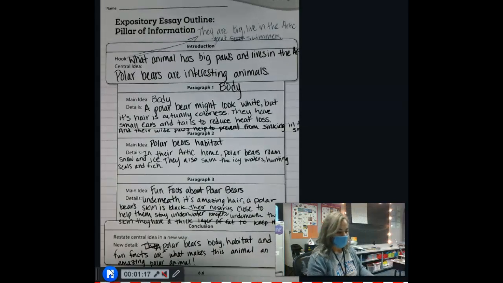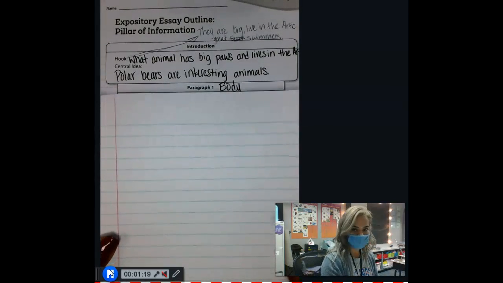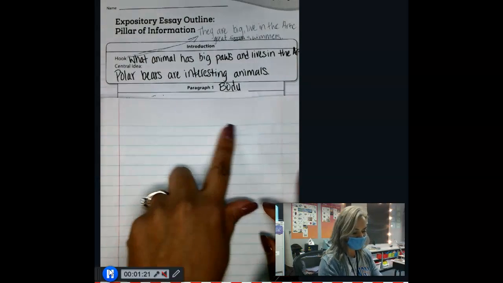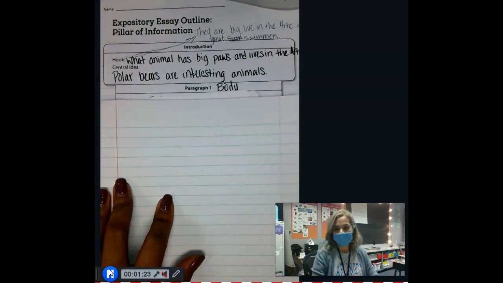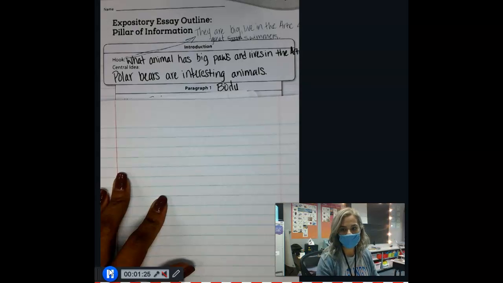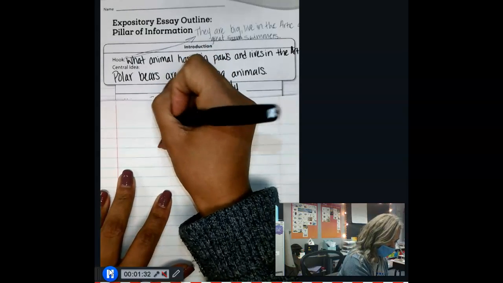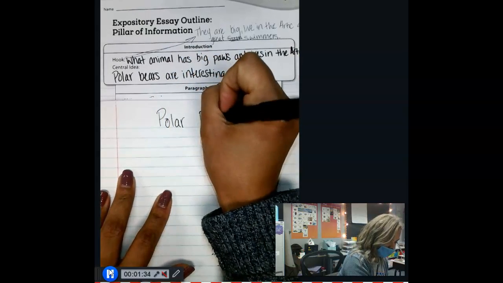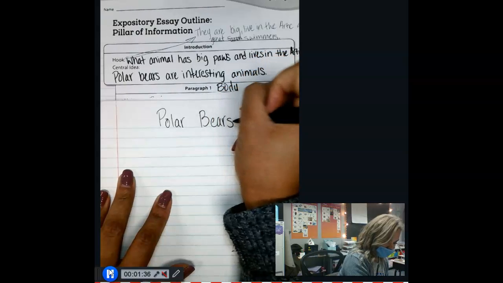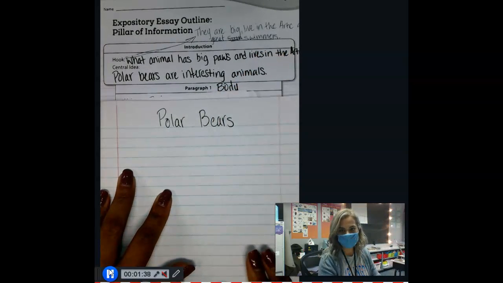All right, so in your writing notebook, on your next clean page, you want to title your essay. So you can title it Polar Animal, you can title it the name of your animal. So I'm going to title mine Polar Bears. Or you can come up with something more creative if you want.